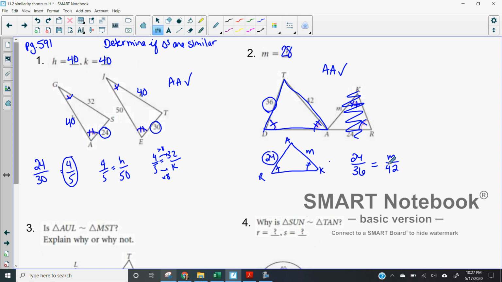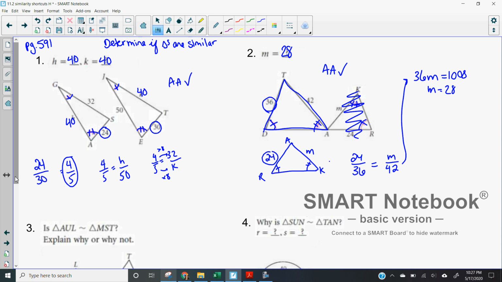If you need to, let me work through one of these since it's been a couple days. Let me cross multiply here. So I get 36m equals 24 times 42, 1008. I don't care so much about that number because I still need to divide by 36, and that's where the 28 comes from.